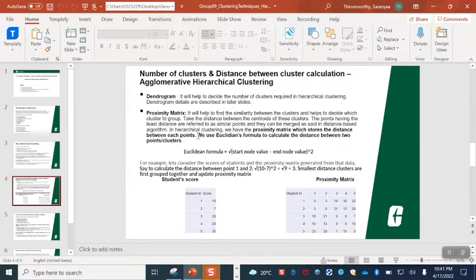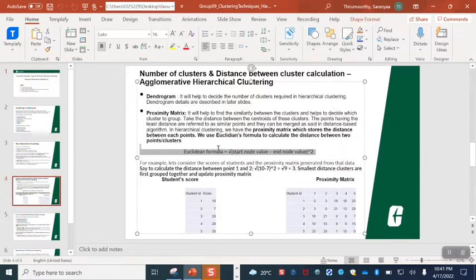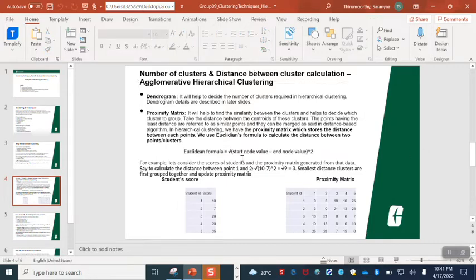For the proximity matrix, we use a formula called the Euclidean formula. This is the formula used to calculate the distance between the nodes, where we consider the difference between the start node and the end node value and calculate the Euclidean formula. Here I've considered student scores as an example, and based on these scores as the data set, I've also explained how we arrive at the proximity matrix. So this is how we calculate the proximity matrix. This will help us find the difference between the different clusters.